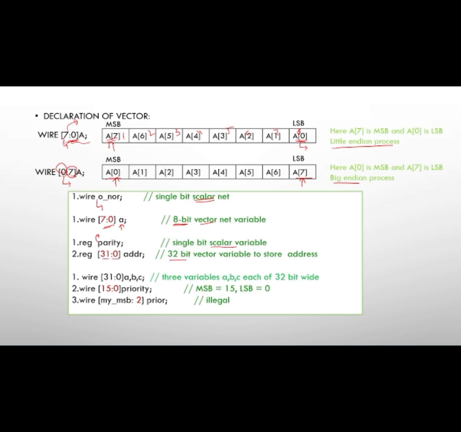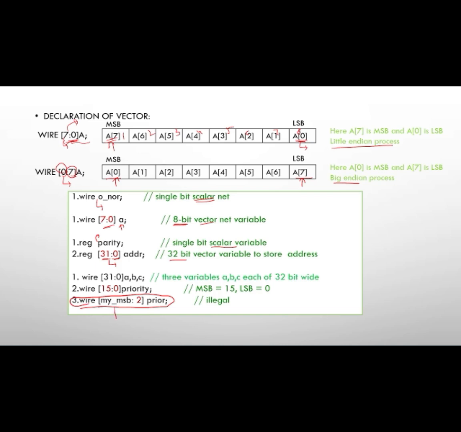In this way there are more examples. Also, when you are representing the width, it should be in numerical representation. You need to give the memory allocation some numbers. You shouldn't give it like this. If you see this, this is called illegal.